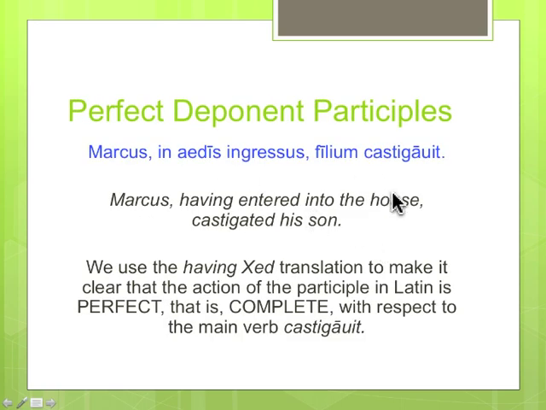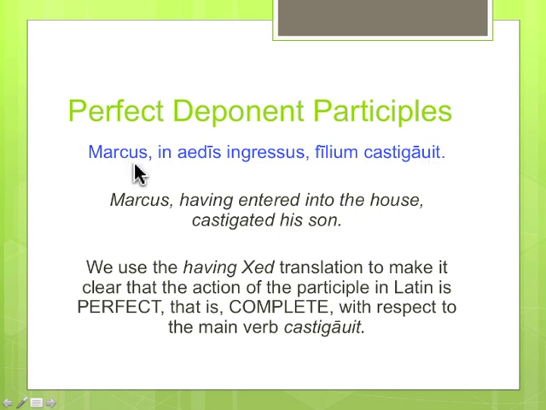But let's look at a participle in action. The first thing to realize is that participles are adjectives. Therefore, they have to be describing something with gender, number, and case. In this sentence, Marcus in aedes ingressus filium castigavit, ingressus, meaning having entered, is describing Marcus. Therefore, it has to have the same gender and number as Marcus. Here it is masculine, nominative, singular. And by the way, the word castigavit means castigate or scold.